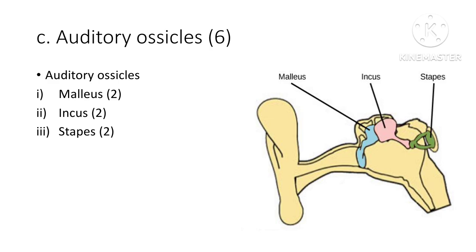The incus is the second of the auditory ossicles and is shaped like an anvil. It is attached to the malleus by a joint, and when the malleus moves, it causes the incus to move as well. The stapes is the third and smallest of the auditory ossicles and is shaped like a stirrup. It is attached to the incus by a joint.